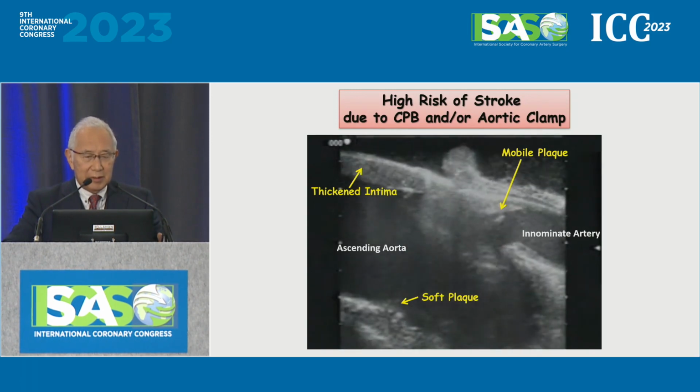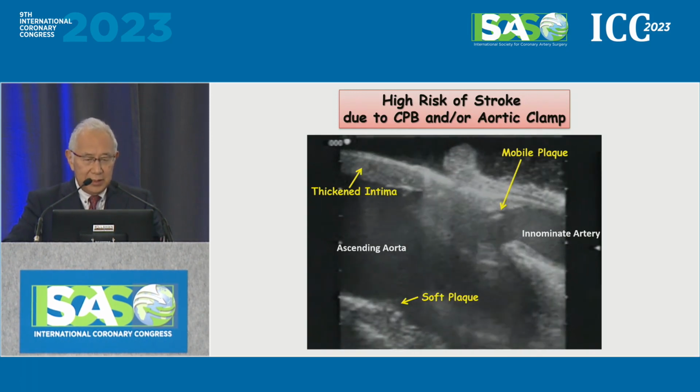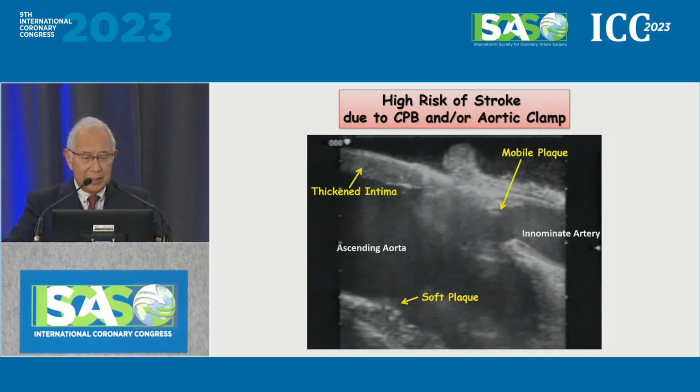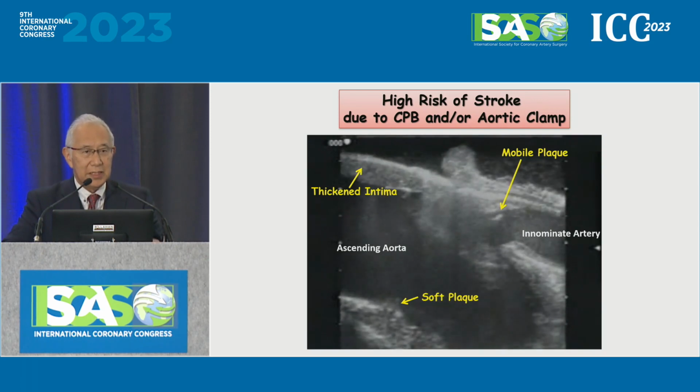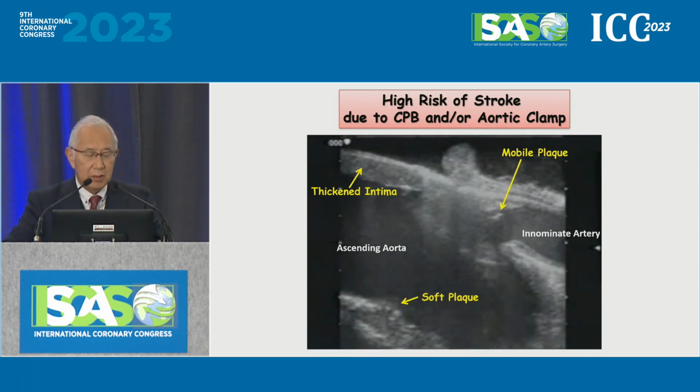This is a very interesting case. This is second intimal and mobile plaque at the origin of the innominate artery, and a posterior wall soft plaque. Definitely an indication for an OPCAB procedure without aortic manipulation.